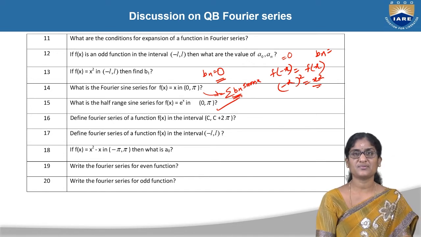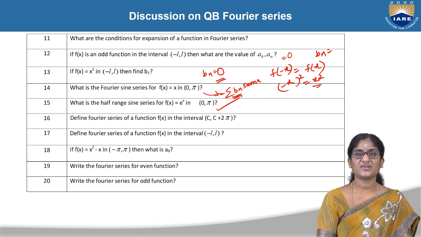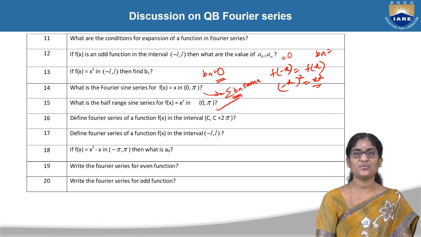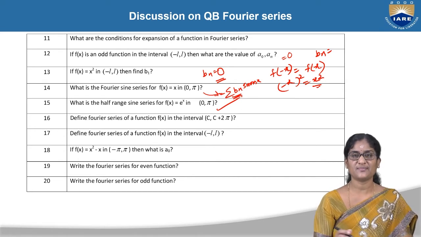Going to the 16th question, define the Fourier series of the function f of x in the interval c to c plus 2 pi. How to define the Fourier series of the function? The Fourier series of the function is given by a0 by 2 plus summation an cos nx plus bn sin nx. So what is a0? A0 is given by 1 by pi integral c to c plus 2 pi f of x dx.